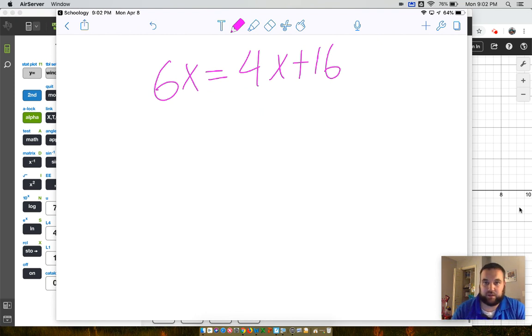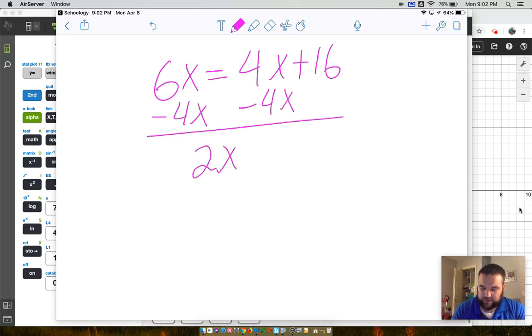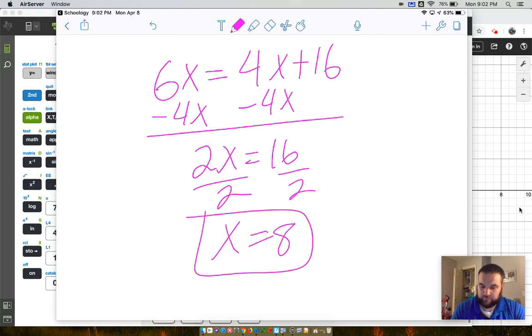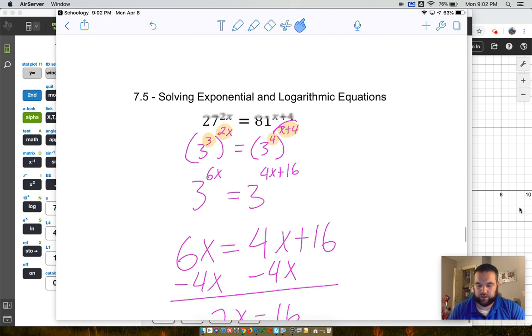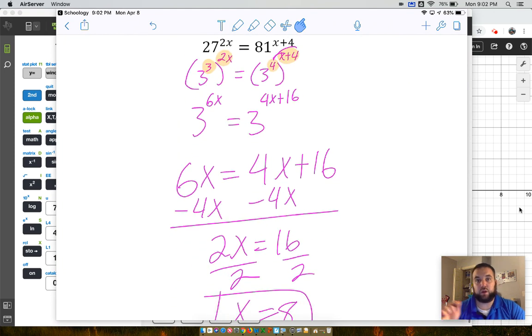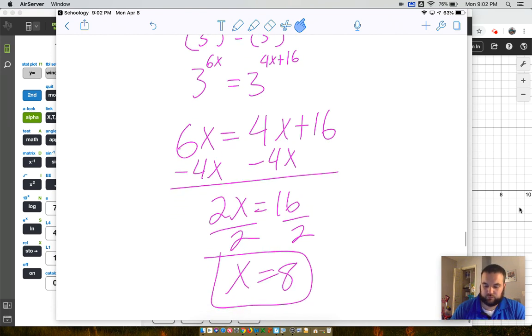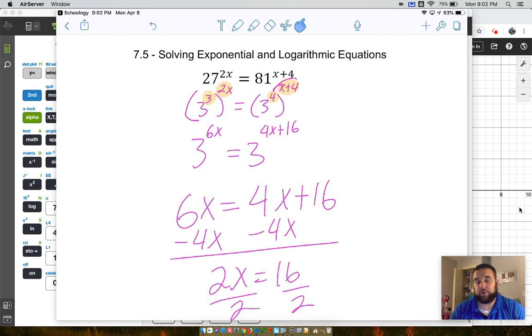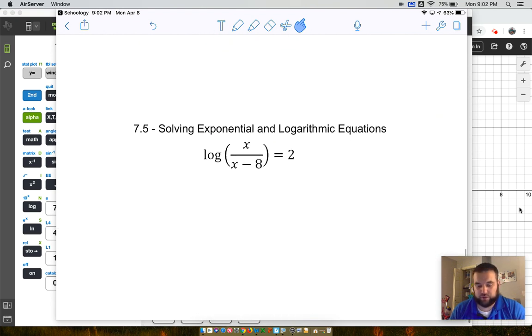So 6x equals 4x plus 16. I'm going to take away the 4x from both sides. Then I have 2x is equal to 16. Divide that by 2 on both sides, and x is equal to 8. Okay. So again, I could go back and plug in 8 for x, and I should get the same thing on both sides. Okay. So that was just another method to solving the exponential equations.